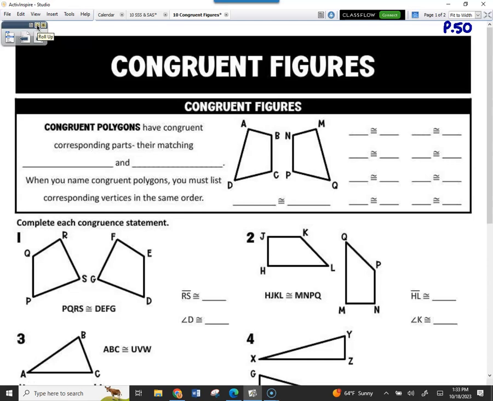Congruent figures. Yesterday, you were supposed to do the Desmos lab activity, and if you did not, then I'm going to ask you to do that. We might do it at the end of class, I'm not sure yet.